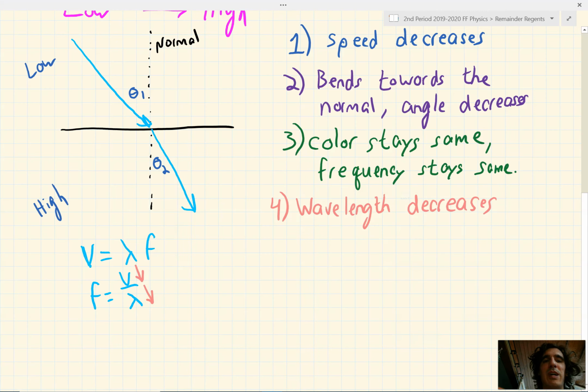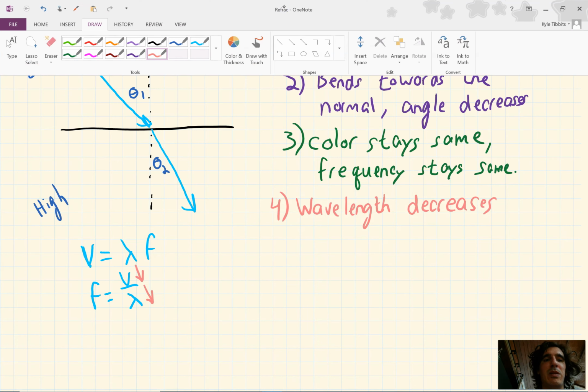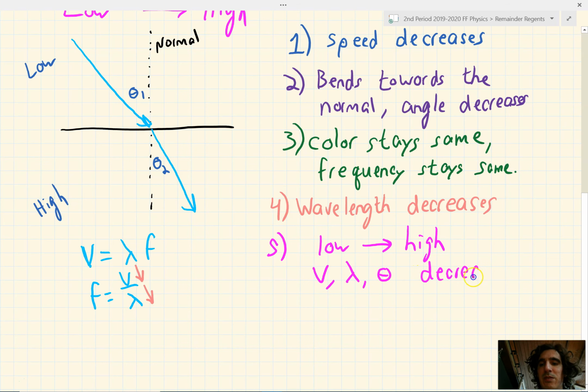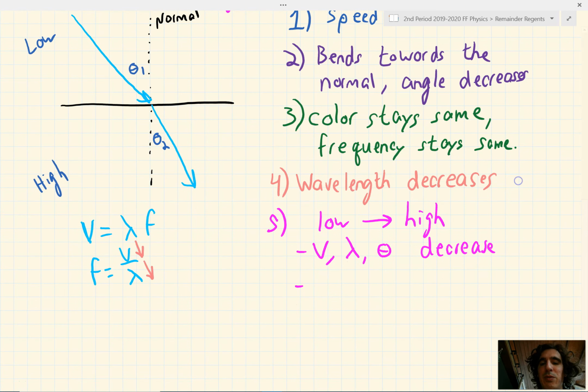So if we were to summarize everything that happens when it goes from a low density to a high density medium or material, we could say, just as a summary, from low to high, the speed, the wavelength, and the angle all decrease, and the frequency or color stays the same.